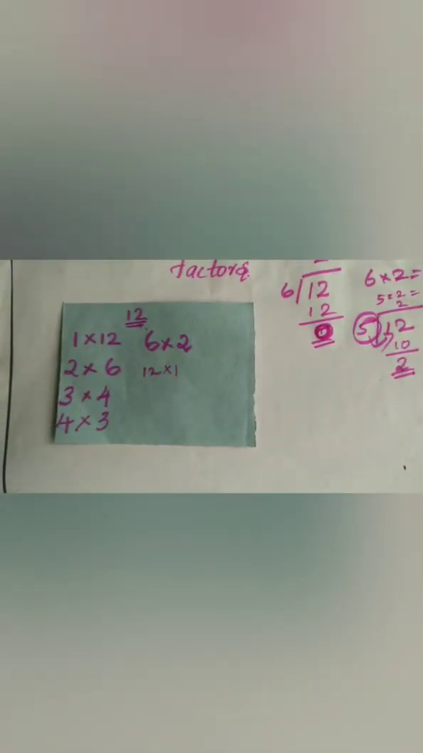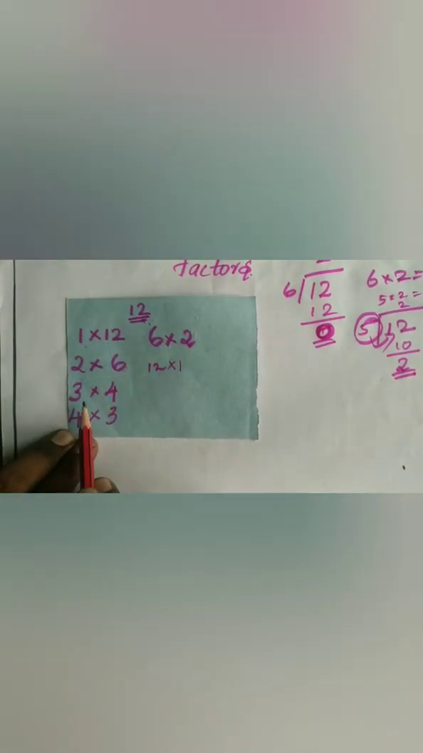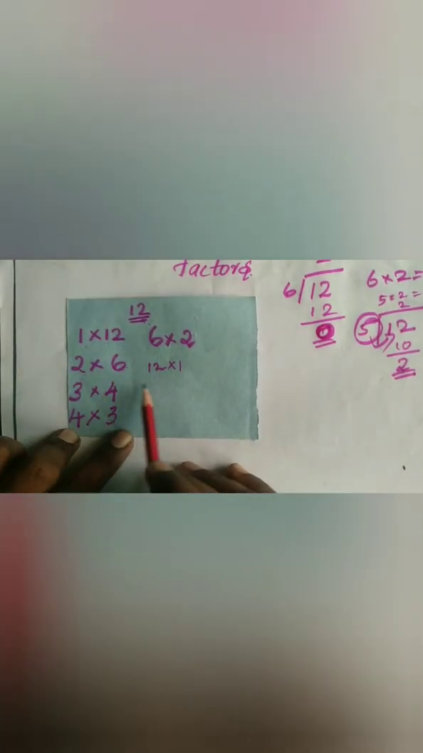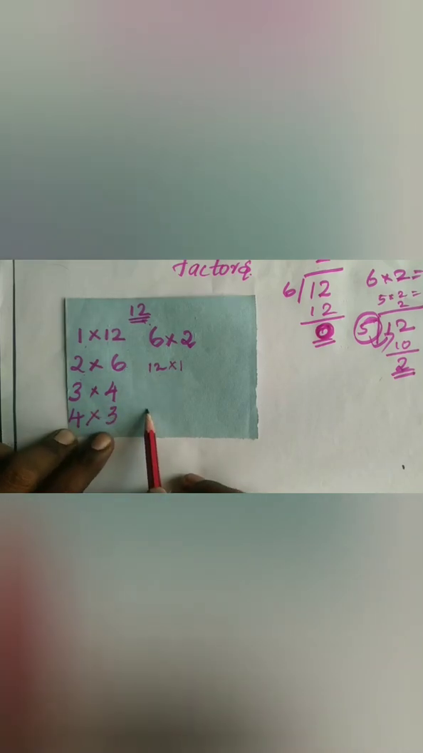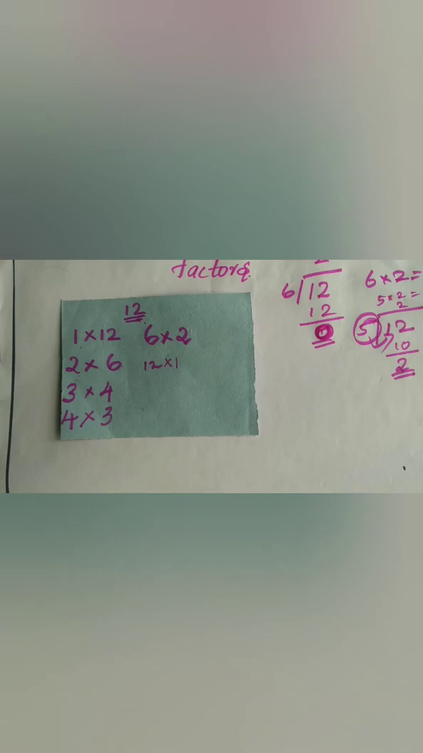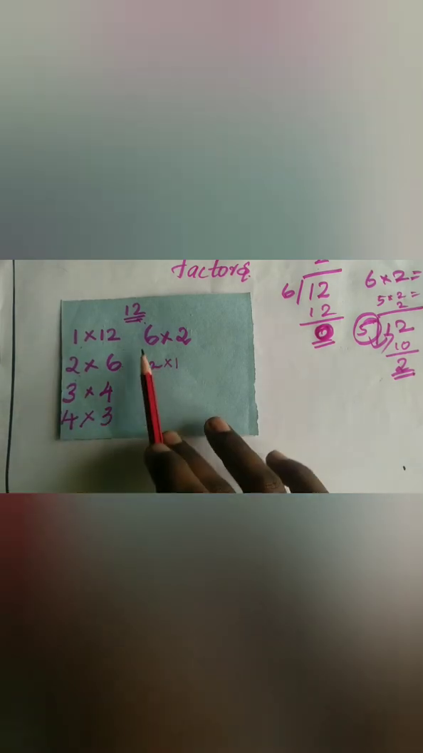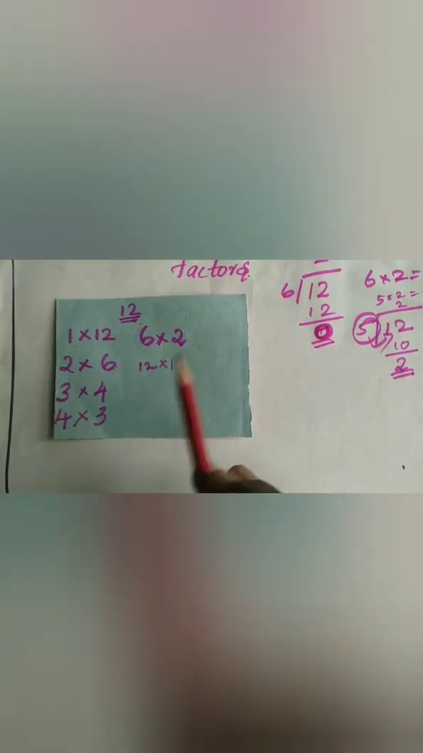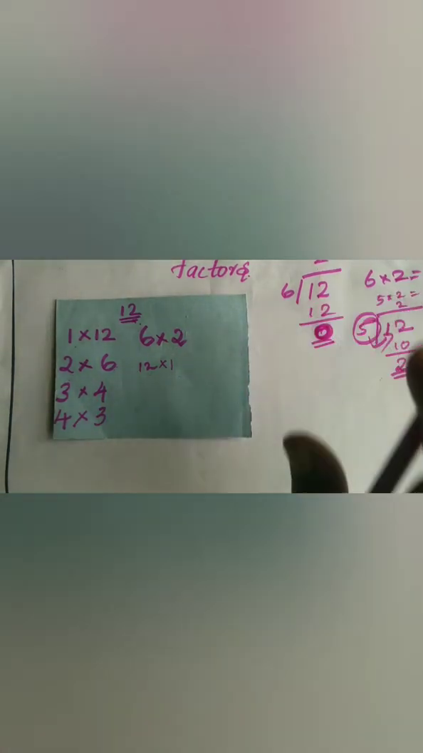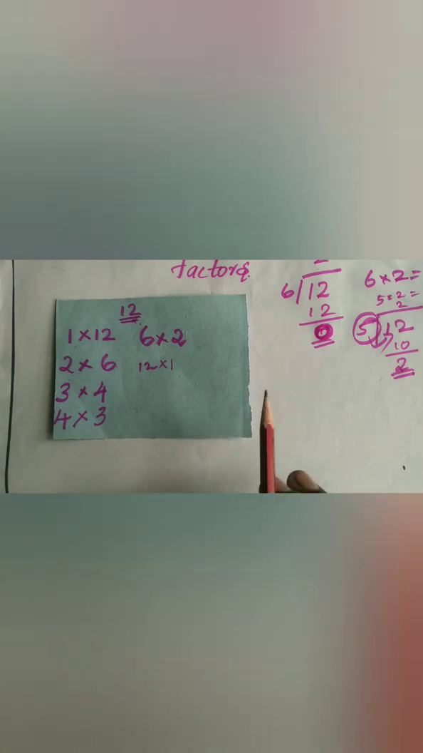So now we got the factors, and we can write the numbers together: 1, 12, 2, 6, 3, 4 are the factors of 12. If a number is repeated, don't take it again. Already we took 3 and 4, 6 and 2, 12 and 1, so there is no need to write them again. One time is enough. So these are the factors of 12.